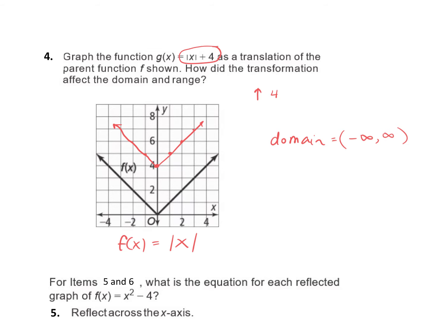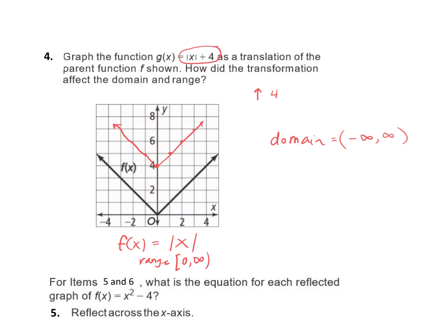The range of our original parent function, here's our v, it's going up above that 0 line, and there's nothing below it. So the range, I'll write this one out. The range started at 0 and went all the way to positive infinity, and that 0 was part of our range. So if we move this graph up 4 units, 1, 2, 3, 4, that is changing the range.